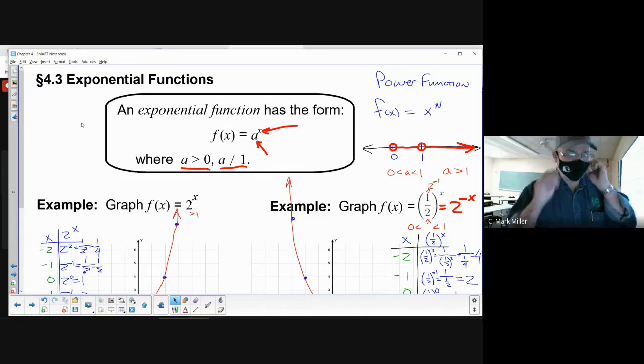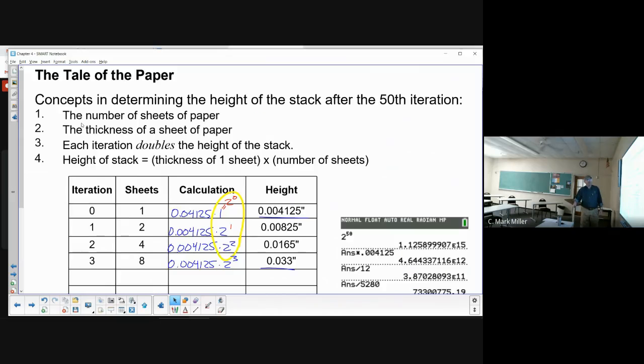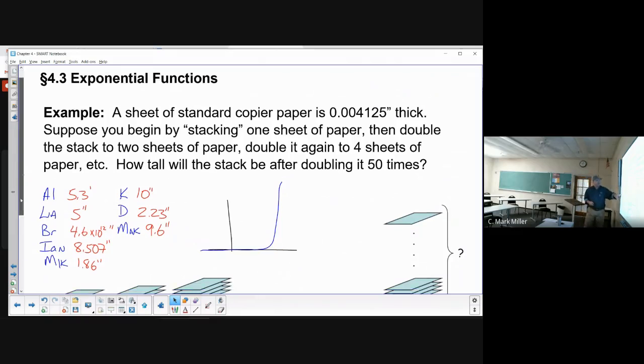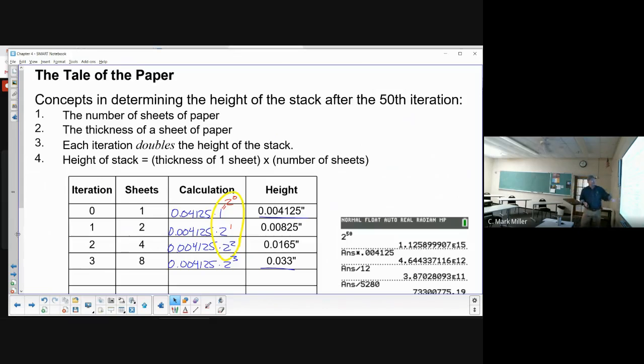So last time we introduced the exponential function, and it was the function that is going to be used to describe the stacks of paper, right? Stacks of paper. Why do they grow so fast? What are their properties? We'll do some of that.